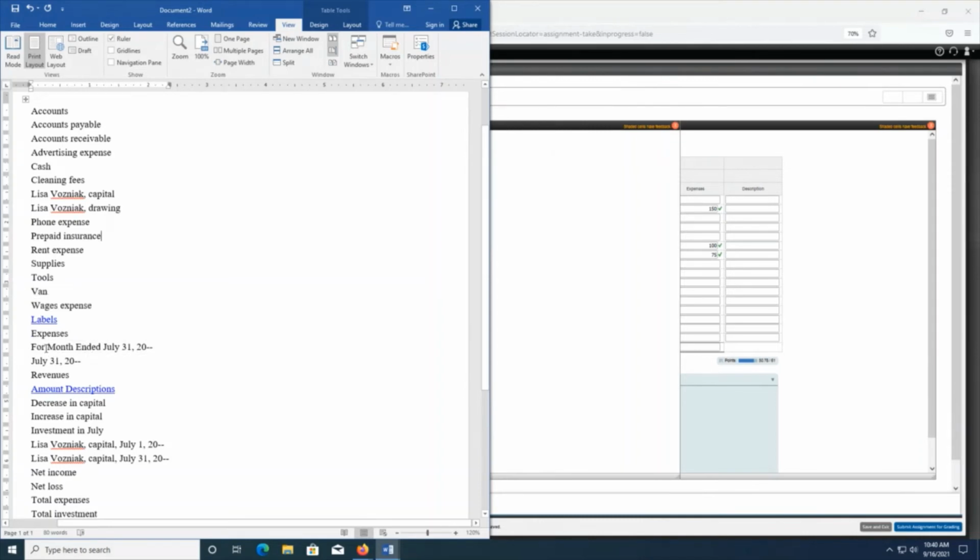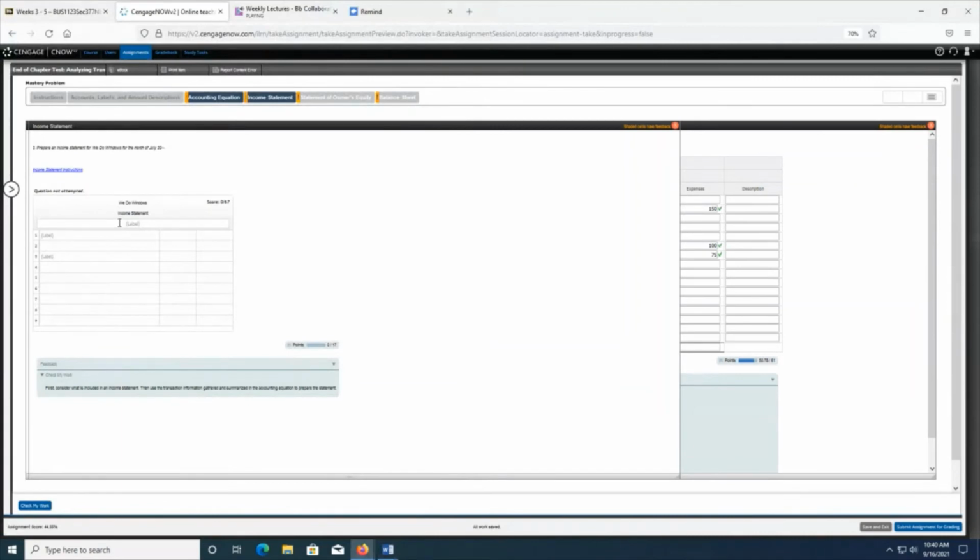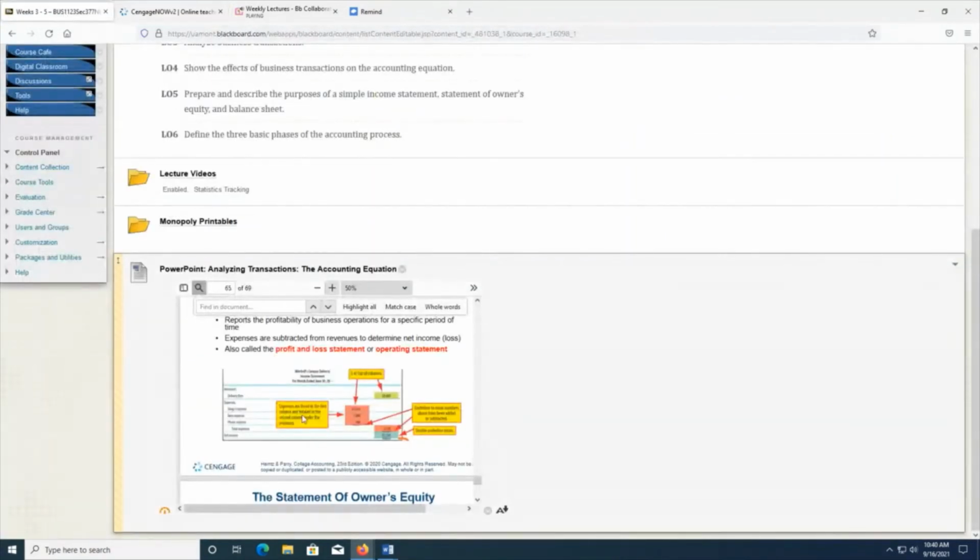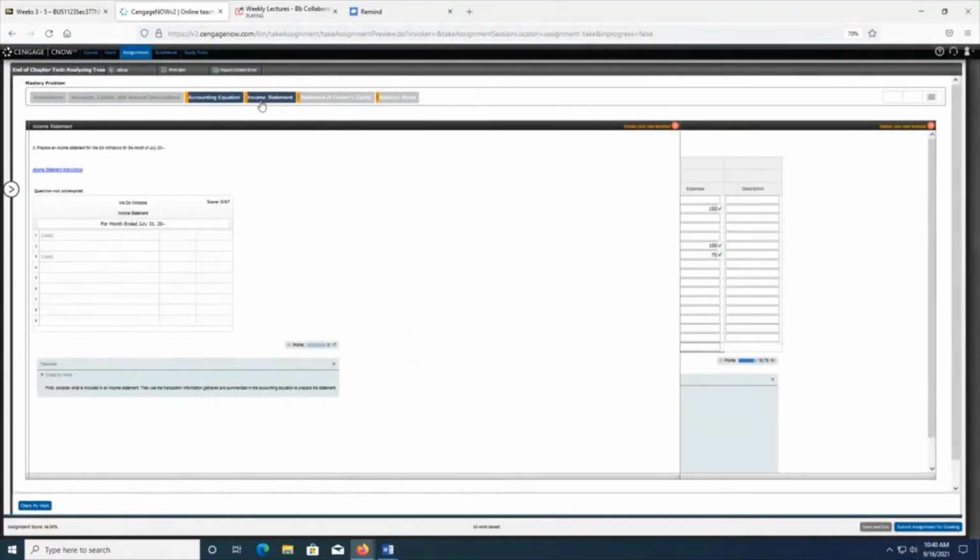Now we're going to come down to the labels. Right here, for the month ending July 31st, I'm going to highlight that and copy it, and then I'm going to come over here and paste it as my label. Because when you come back and look, that's what it says right here, for the month ending on the income statement. That's what we're dealing with, the income statement. Then it wants me to label, so I'm going to come back.